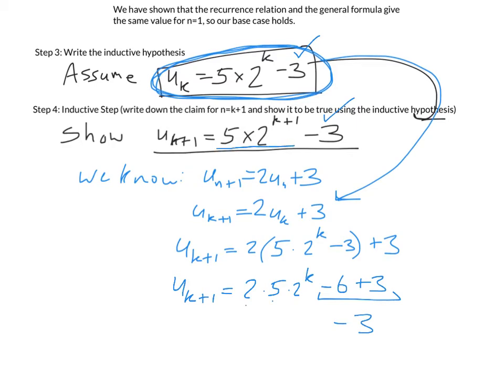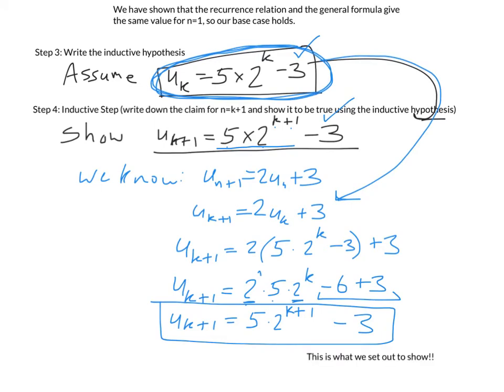Here I've got 2 times 5 times 2 to the k, and here I have 5 times 2 to the k plus 1. Do you see what's happening here? What's happening is that when I have 2 to the first times 2 to the k, I can combine those things. They have the same base, so I can add the powers. This is just going to be 5 times 2 to the k plus 1, and sure enough, that's exactly what we wanted to show.